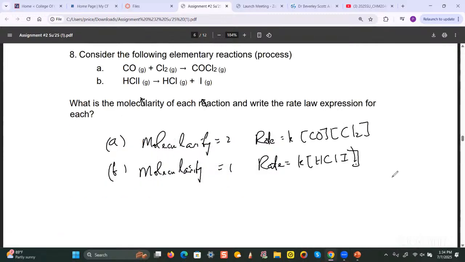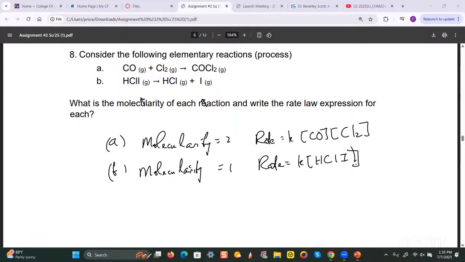Any questions about this? Can you explain molecularity again? Okay, the molecularity is the number of molecules involved as reactants in an elementary step. The mechanism will have several steps, and you look at the number of molecules involved as reactants in each step. That would be the molecularity of each step.